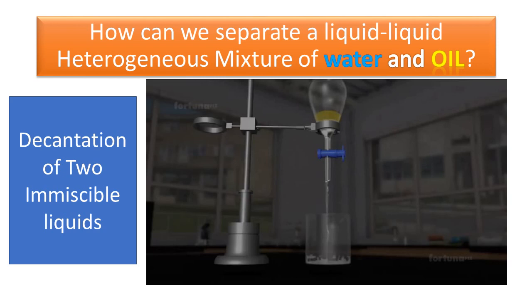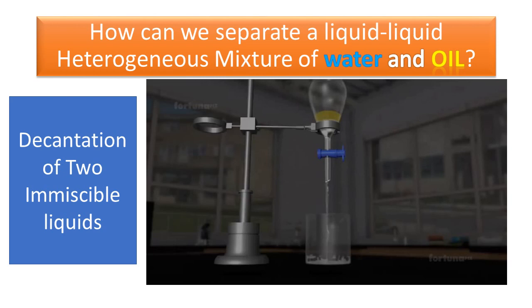Now we reached the last example of a heterogeneous mixture: oil and water. The big question here: does water mix with oil? No, never, right? So we say that water and oil are two immiscible liquids.